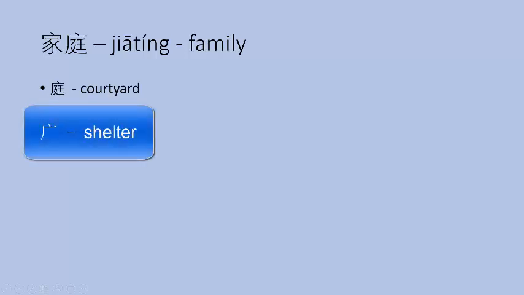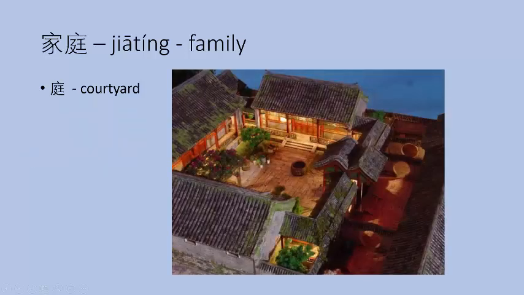That's why it has the shelter radical. The inner part is the sound. The word for family is 家庭, family courtyard, because in some parts of China, families used to live in four-sided compounds with courtyards.